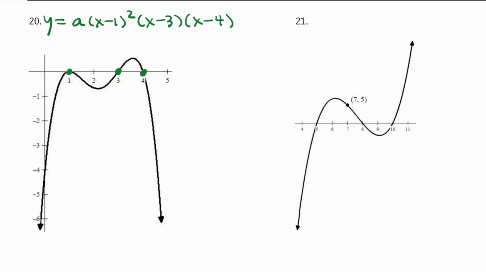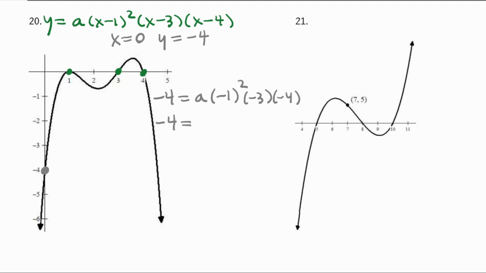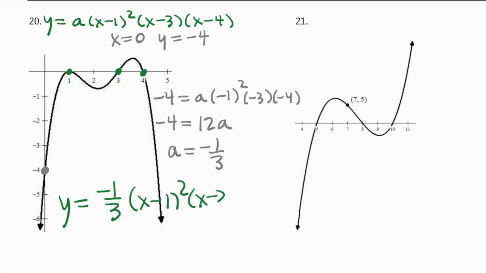And I'm going to use the other point that I'm given that I can see is happening, the y-intercept. I'm going to say, okay, x is equal to 0 and y is equal to -4. Which means that -4 is equal to a times 0 minus 1 squared times 0 minus 3 times 0 minus 4. So -4 is equal to, looks like 12a to me. Yep. And so a is going to be -1/3, which again makes sense because I was expecting a fourth degree polynomial with a negative leading coefficient. I've got it. Y is -1/3 of x minus 1 squared times x minus 3 and x minus 4. Okay, that was kind of a lot.